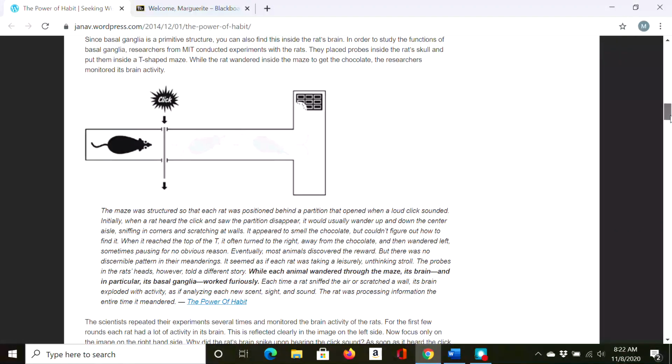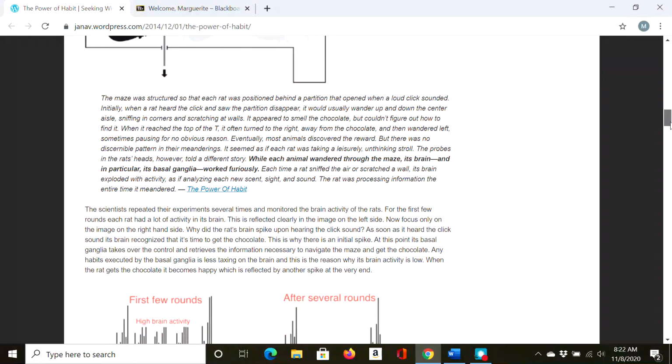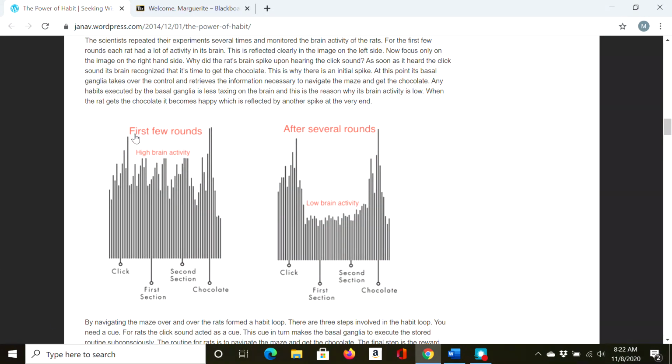So basically what happens is, when the scientists were doing this experiment, they had electrodes implanted in the rat's brain. And what they found was, the first couple of times they did it, a lot of high brain activity. The click, there's a real spike, and then it goes to the first section, a lot of activity, goes to the second section, a lot of activity, finds the chocolate, huge spike. I think I would do the same if I found chocolate.